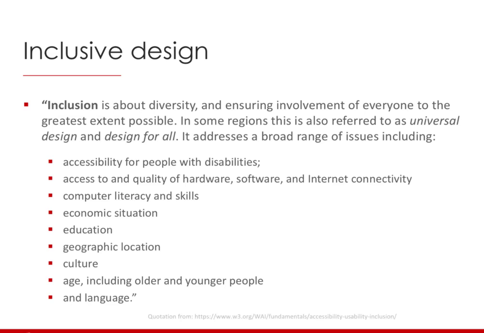And the next term is inclusive design. So inclusion is about diversity and assuring the involvement of everyone to the greatest extent possible. In some regions, this is also referred to as universal design and design for all, and it addresses a broad range of issues, some of which could be considered accessibility, but also include other things like a consideration for literacy and geographic location.